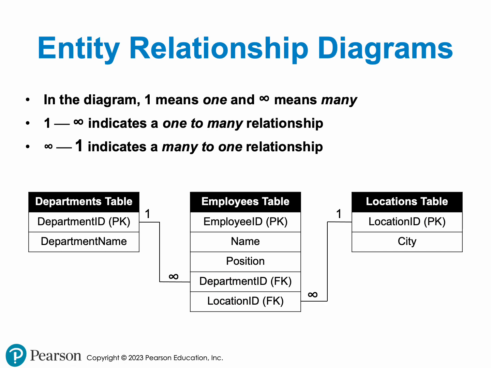And the last slide is our entity relationship diagrams, and it's fairly simple. In the diagram, one means that only one thing refers to something, and the infinity sign indicates many. So in this case, we have department ID 1 refers to many department IDs in the employee table. The same idea here, one location ID in the location table can refer to many location IDs inside of our employee table too. So that is it for today.